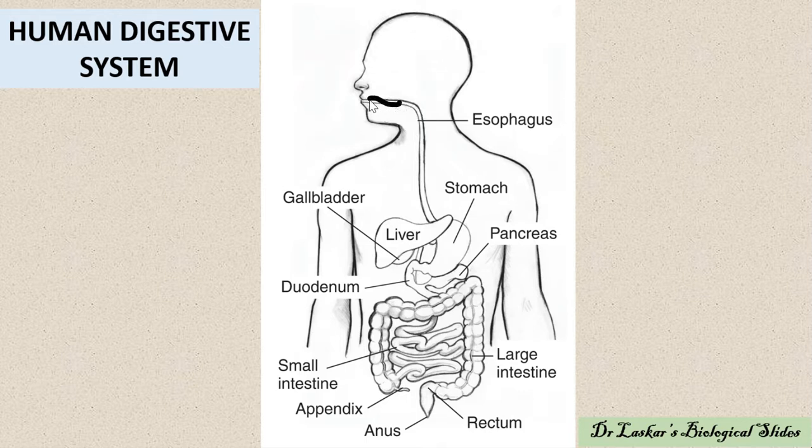Tongue. It is a large, muscular, and highly mobile structure that lies on the floor of the buccal cavity. The tongue helps in ingestion and tastes the food. It mixes saliva with food and makes it soft and slippery. The tongue also helps in speech.